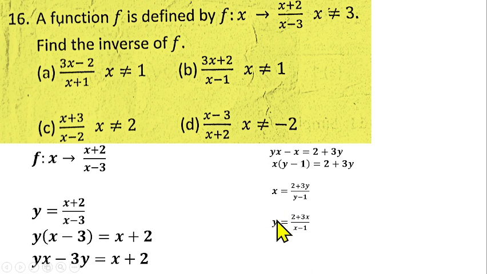So this y you're having here is not the same thing as this y. This y represents f of x, then this y represents the inverse of f of x. So technically this one will become f inverse of x equals this. And I think option B is the correct answer for question number 16.